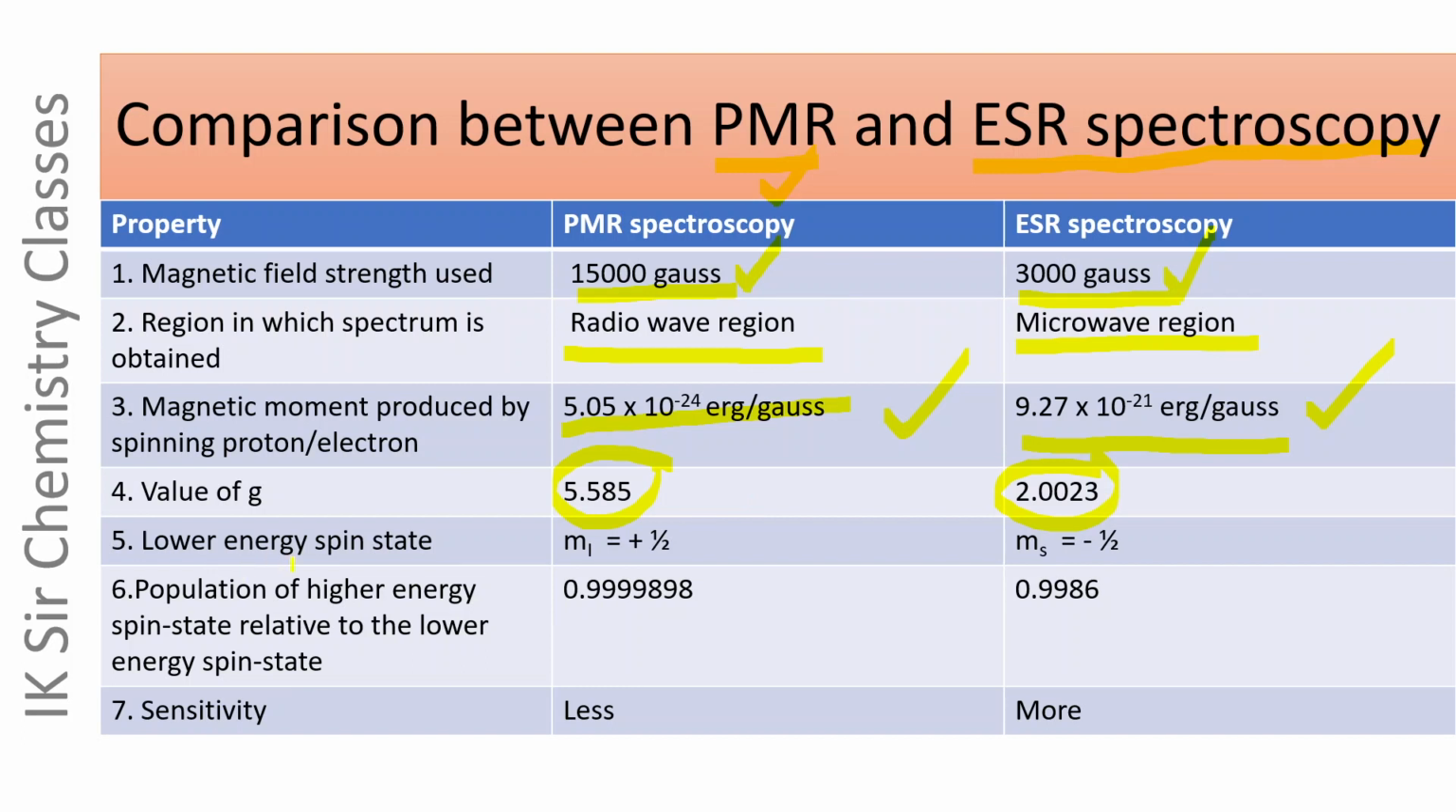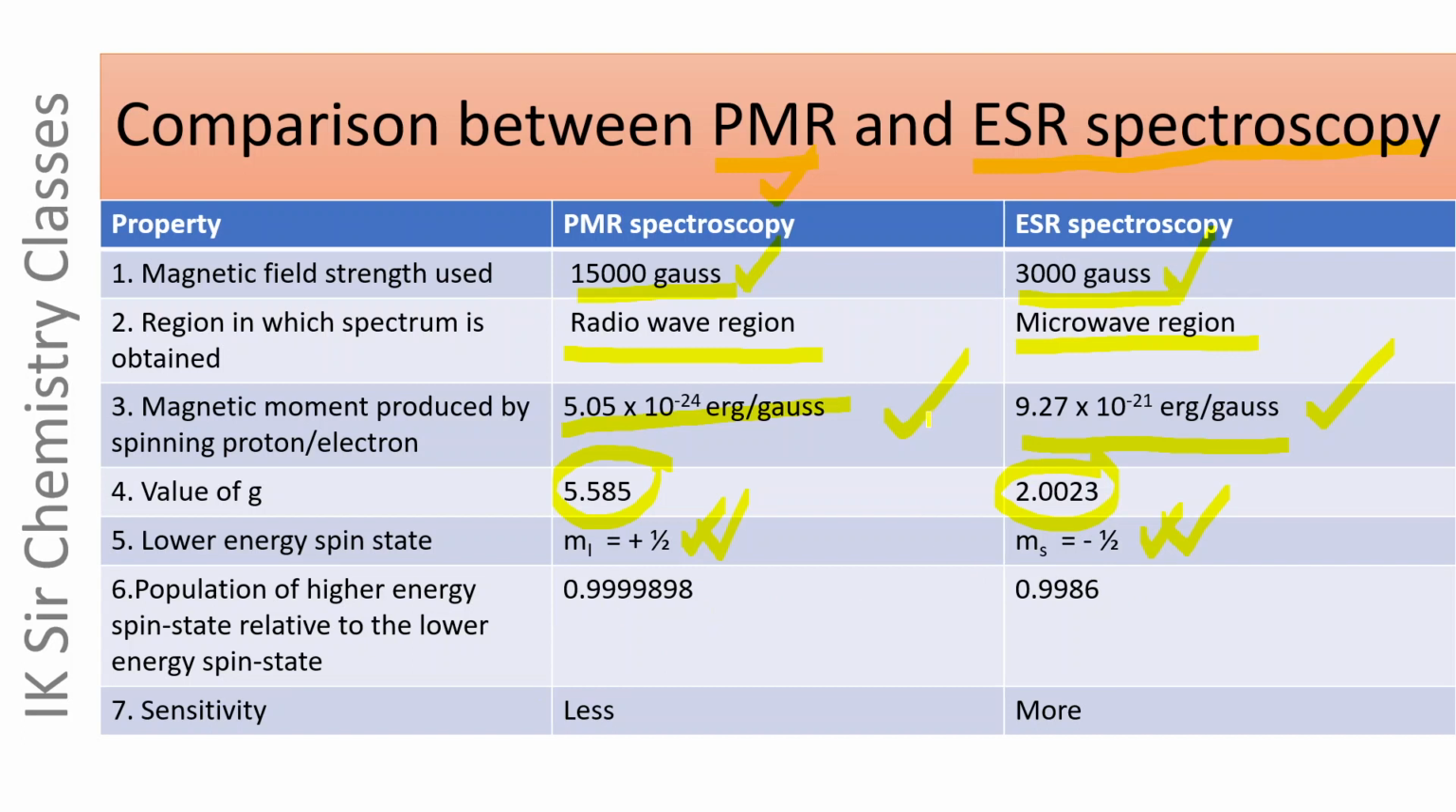Lower energy spin state. In the case of a spinning proton, mI equal to plus half has lower energy than mI equal to minus half, while in the case of a spinning electron, Ms equal to minus half spin state has lower energy than Ms equal to plus half.